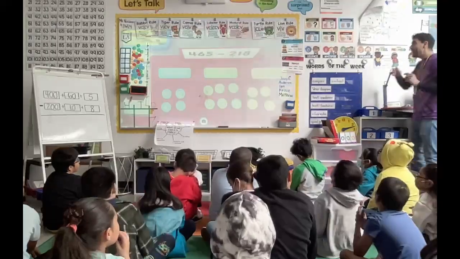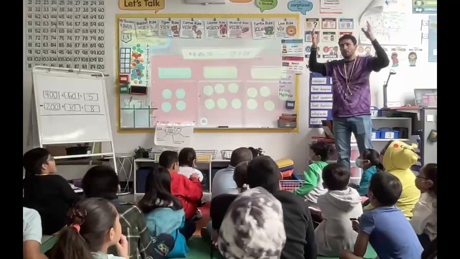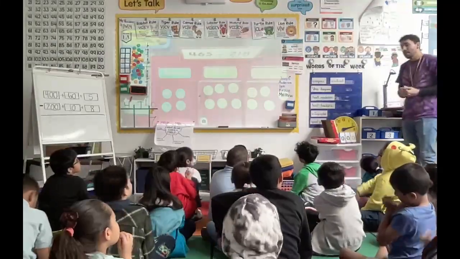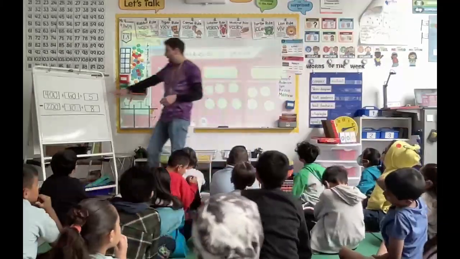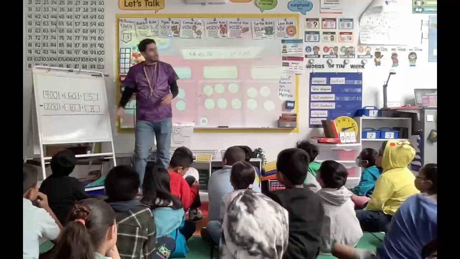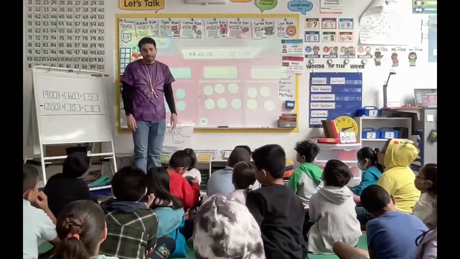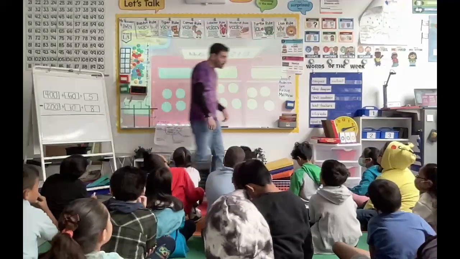So now I'm taking away 218. Is that 218 more or 218 less? 218 less. Yeah, less. So I'm going to first start in my ones place. I'm starting with 5 minus 8. If I have just 5 here, can I take away 8? No. No, I need to do what? Regroup. Yeah, go next door and get some more.